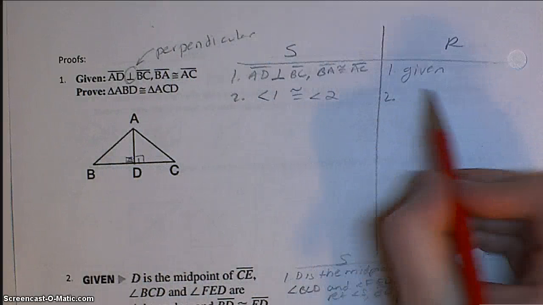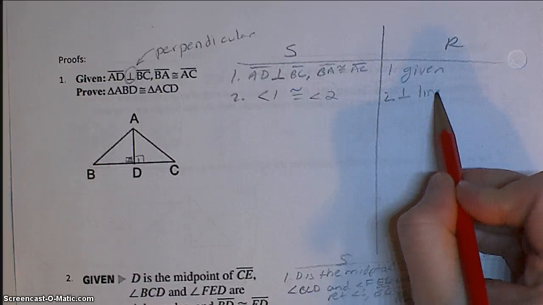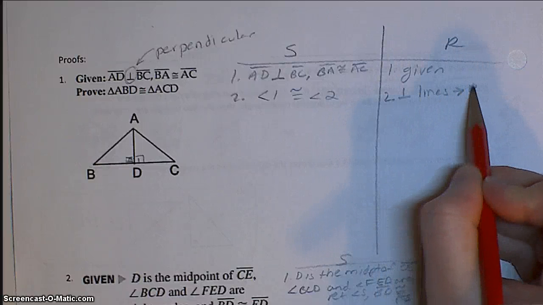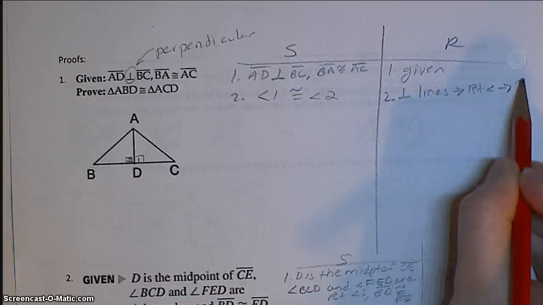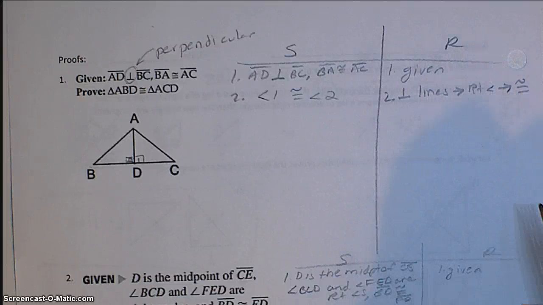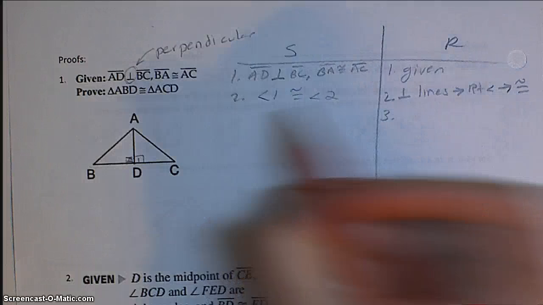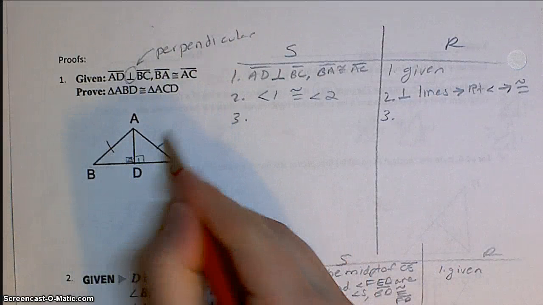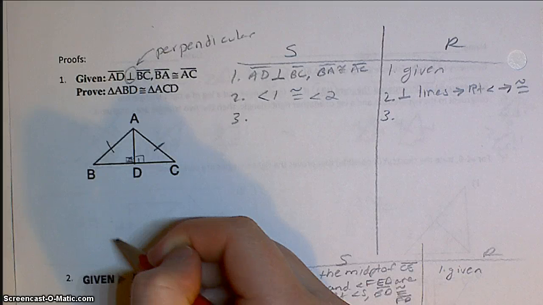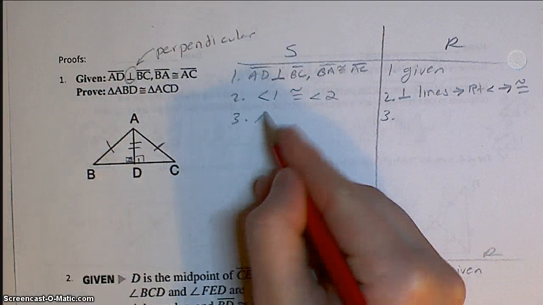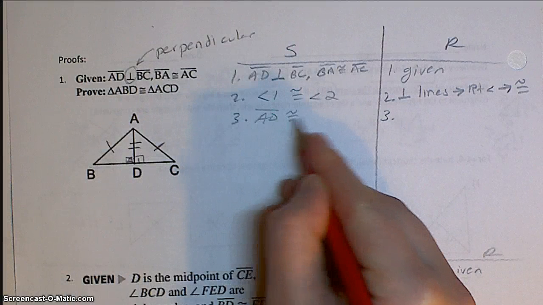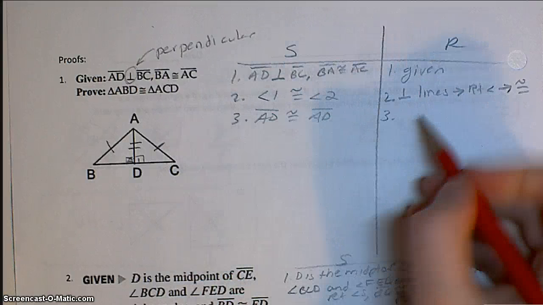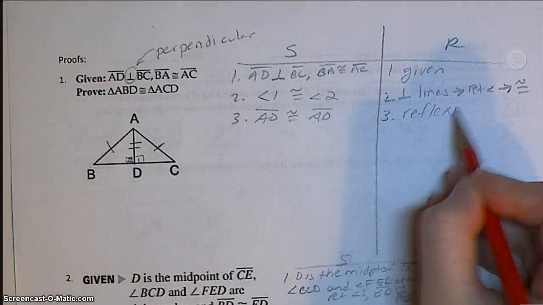That's the nifty little shortcut we came up with. Perpendicular lines make right angles, which right angles are always congruent. BA and AC are congruent, and I've got an overlapping side AD, which means it's reflexive.